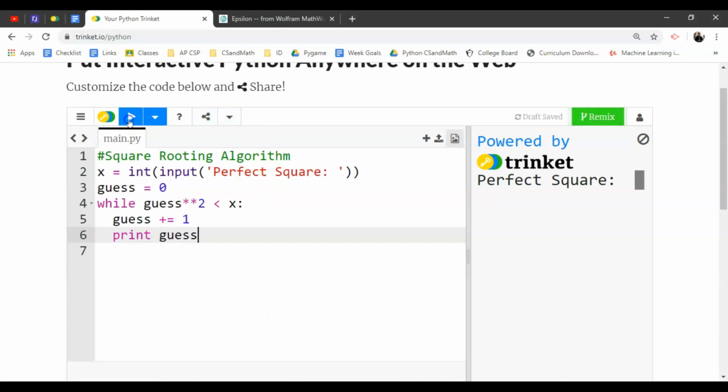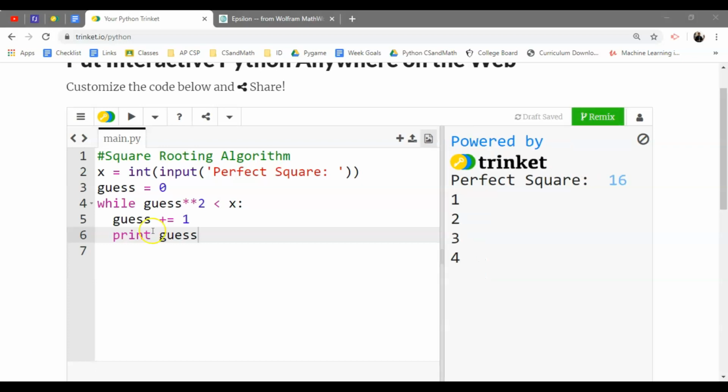If we click run, and I'll type 16 in here again, and click enter. Notice that it's guessing: 1 squared was less than x, 2 squared was less than x, 3 squared was less than x, but when it hit 4, 16 was x, right, and it broke out. So I could say, okay, well, the square root of 16 is 4. So get that functioning. I'm going to pause right now just to let you guys get caught up and think about that, let it sink in a little bit.